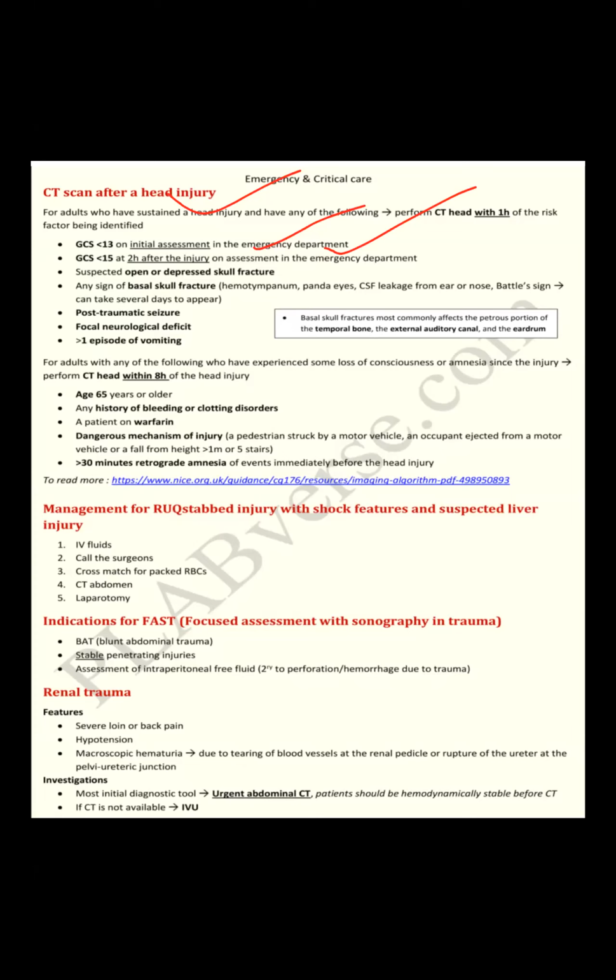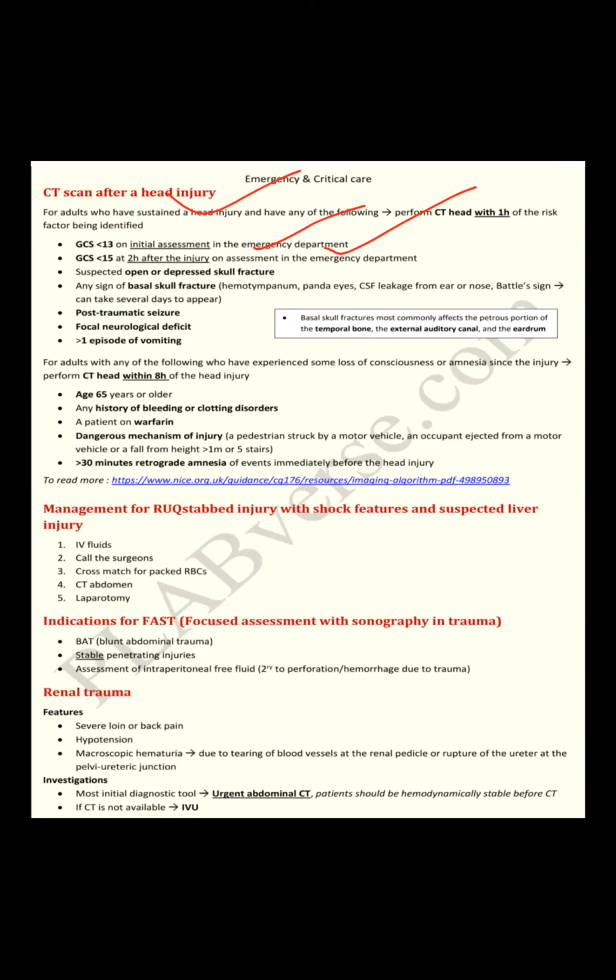Management, in short: I have to stabilize the patient with IV fluid. Then I have to do a CT scan or CT abdomen, or laparotomy, according to the presentation. My dear candidates, listen very carefully. If there is perforation, we can do laparotomy. If the patient has severe bleeding, we have to find out where the rupture is.